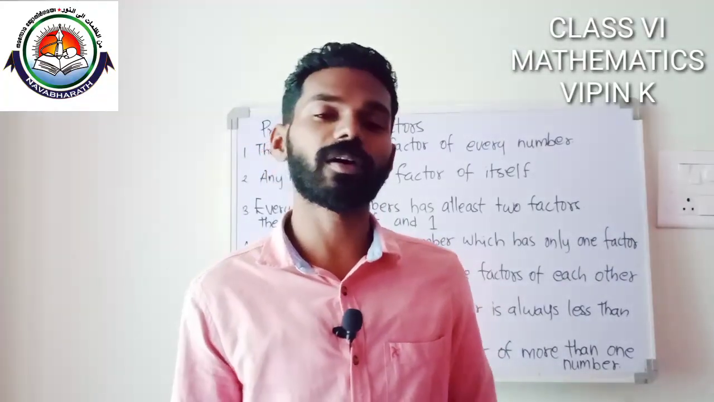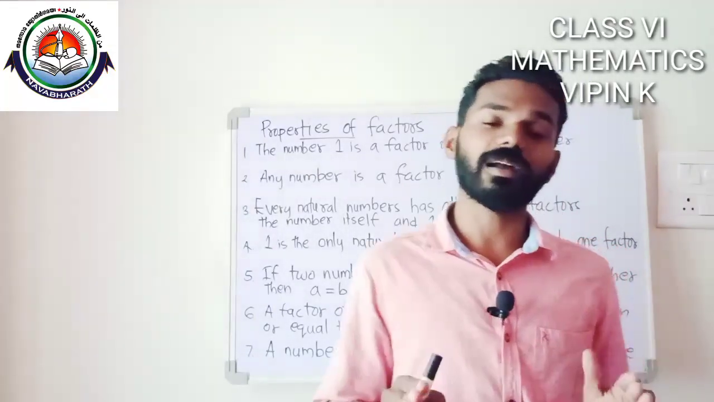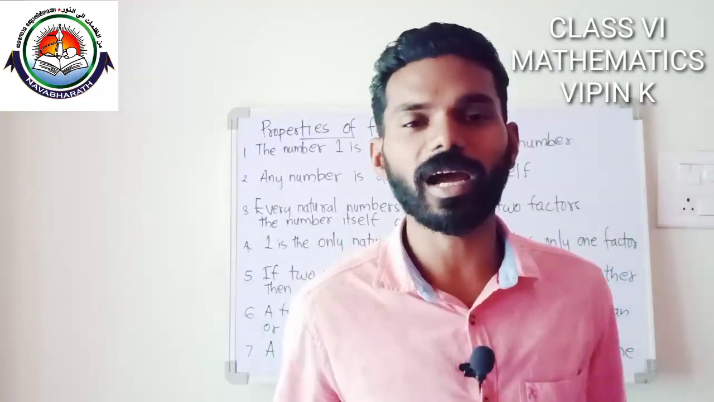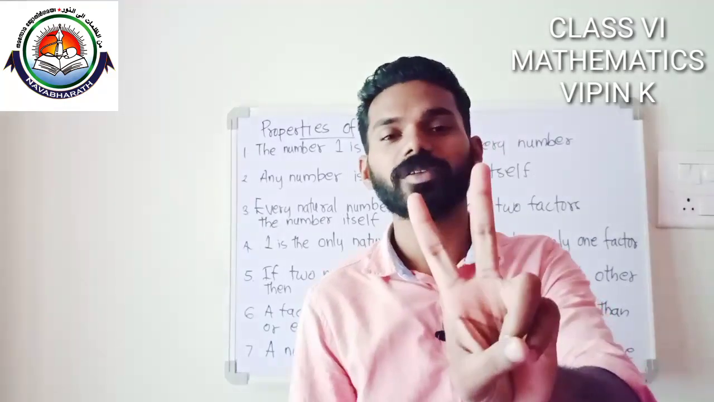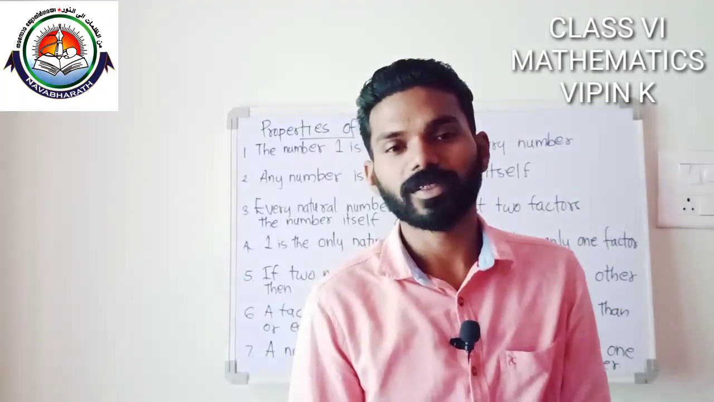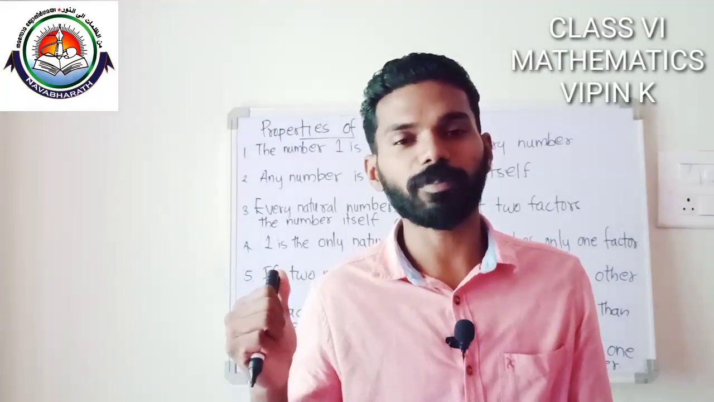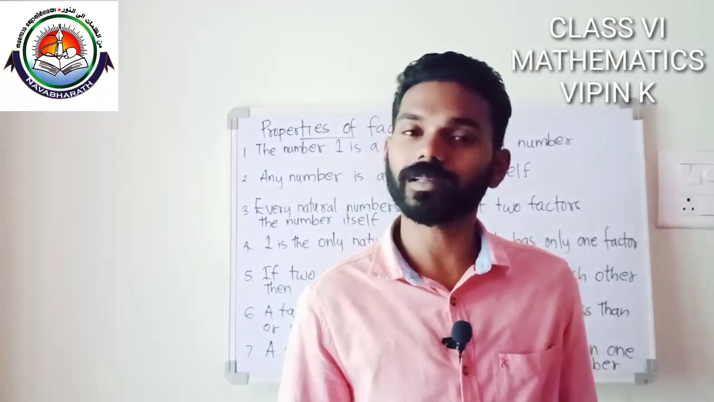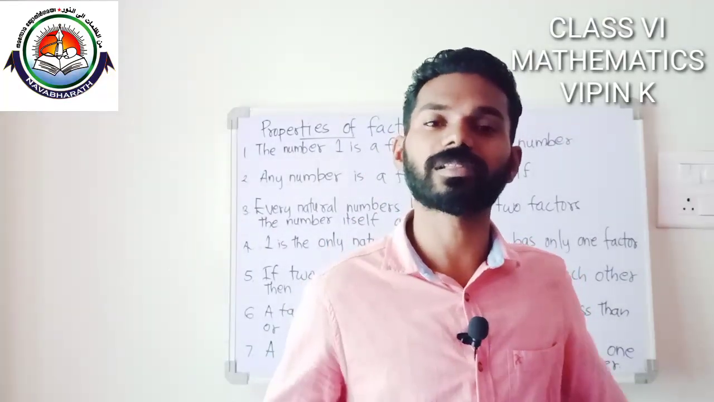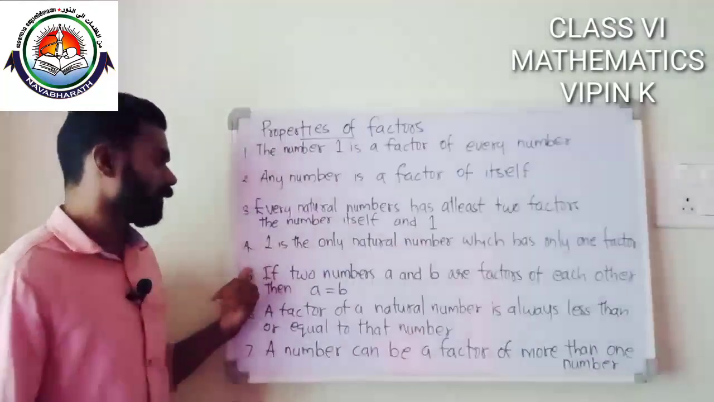Now what is the peculiarity of other numbers compared to 1? Other numbers must have at least how many factors? At least 2 factors. Clear? So 1 is a unique number. And here the property of 1 is that it has only 1 factor. Which is that factor? The number 1 itself. Clear?